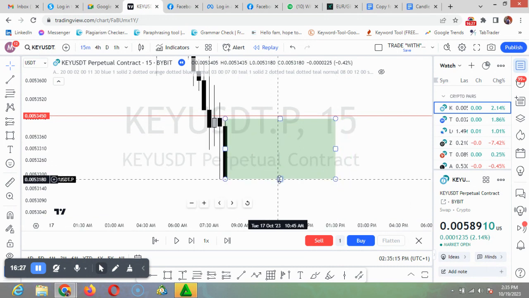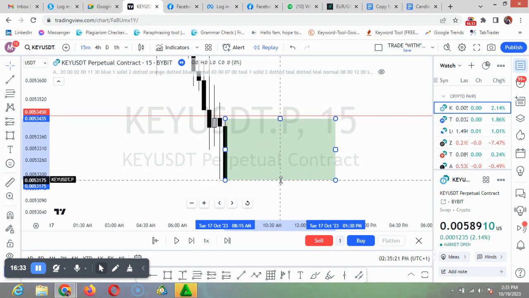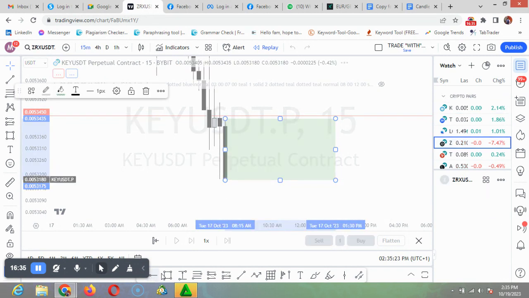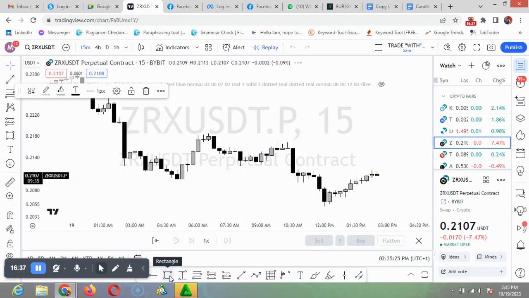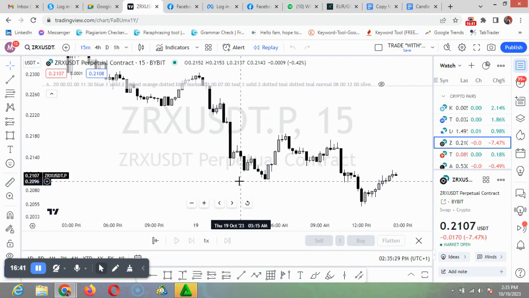I just used this box to mark it. You can use anything to mark it, but since I am the one teaching you, you have to use what I use as well. So I use this box. It's called the rectangle box. That's the box I use.